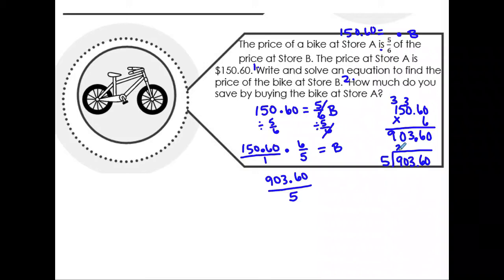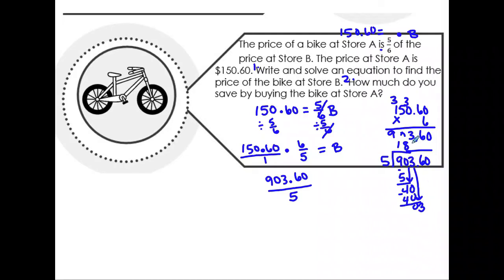5 goes into 9 twice. Nope, that does not go into 9 twice, let's fix that. Okay, try again. 5 goes into 9 one time. 1 times 5 is 5. 9 minus 5 is 4. We're going to bring down that 0. 5 goes into 40 8 times. 8 times 5 is 40. Subtract to get a 0, so we're going to bring down the 3.